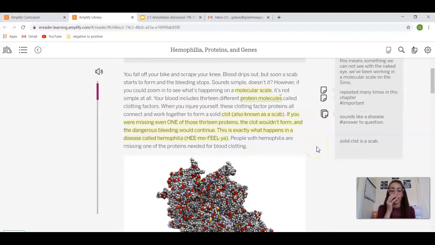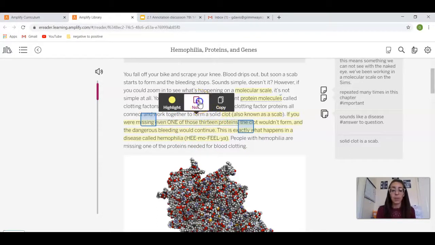This is exactly what happens in the disease called hemophilia. People with hemophilia are missing one of the proteins needed for the clotting. So that's nuts. The fact that just one protein out of 13 of them is missing causes this huge thing for people just to bleed out. Could you imagine having that issue of always having to bleed out? So I'm going to highlight this again, one of these 13, and I'm going to make another note.